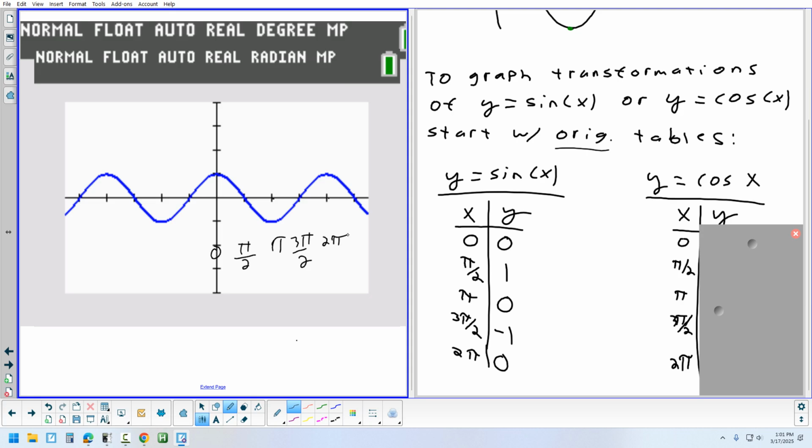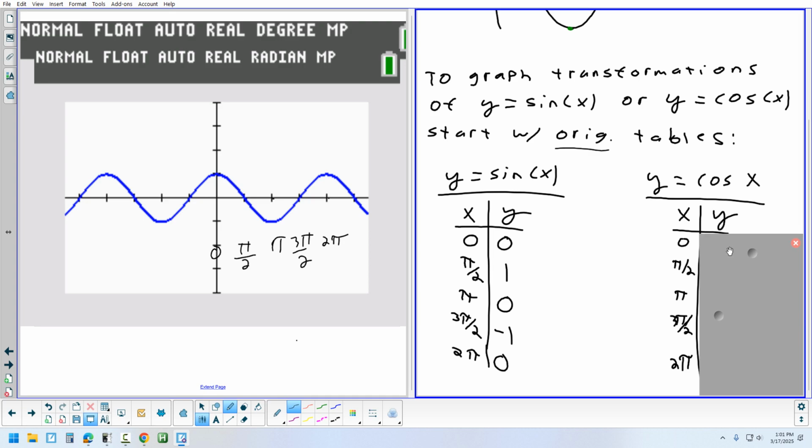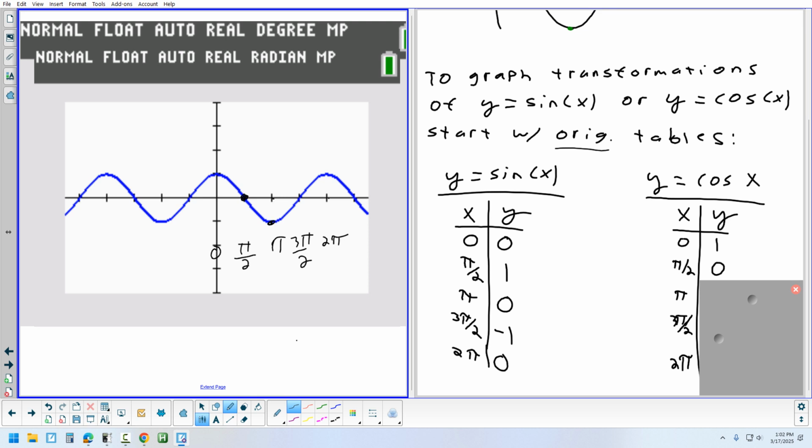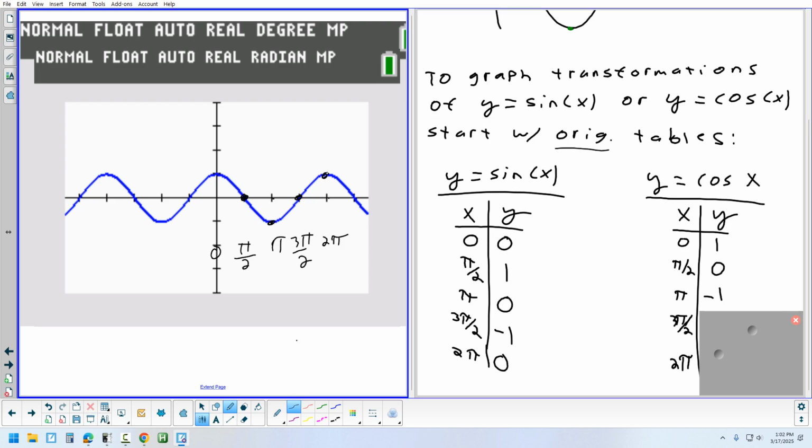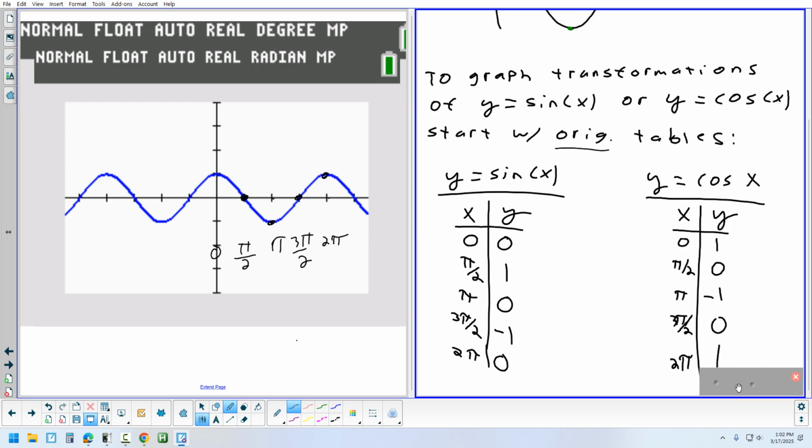Okay. So now, what's your y value for cosine when x is 0? 1. So this one starts at 1. Doesn't start at 0 this time. And then pi over 2, we're down at 0. How about pi? Negative 1. And then back to 0, and then 1, and then we end where we started. You always end at the same one you started at. If you don't, then it wouldn't be connected. You did something wrong.